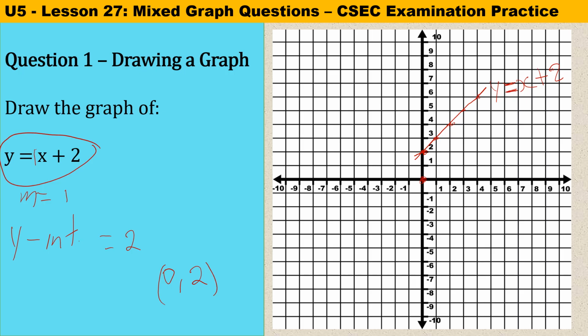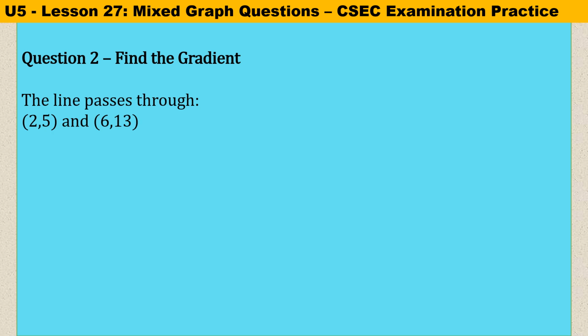So let's get into question 2. Here we are going to find the gradient, and we are given two coordinates that the line has passed through. So let's go ahead. The first thing that you do is label your points. For our first coordinate, we know that 2 is equal to x1 and 5 is equal to y1. For your second coordinate, 6 is equal to x2 and 13 is equal to y2.